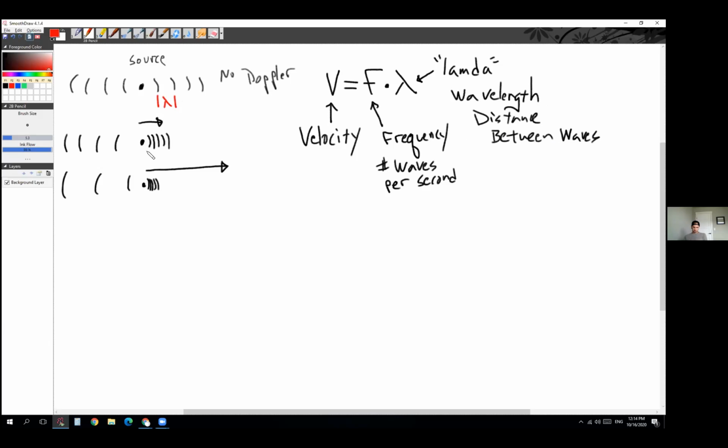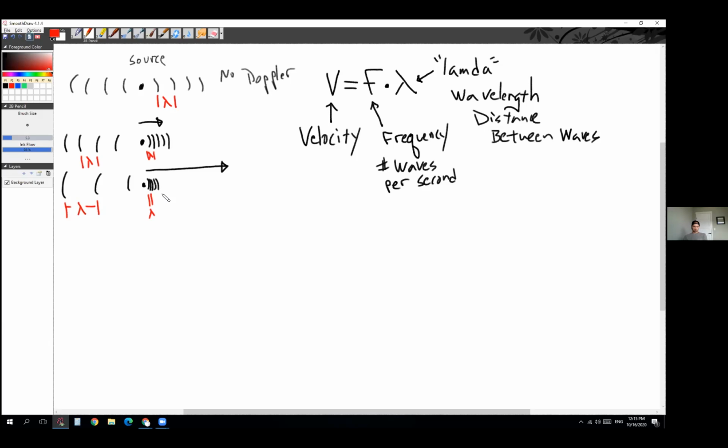And we can see that the wavelength is decreasing in front, and the wavelength is increasing in the back. And you can really see it down here. We're seeing a big increase in the wavelength in the rear behind it, and we're seeing a real decrease in the front as it moves towards us. So the wavelength is changing. And because the wavelength is changing, that ends up in a change in frequency.